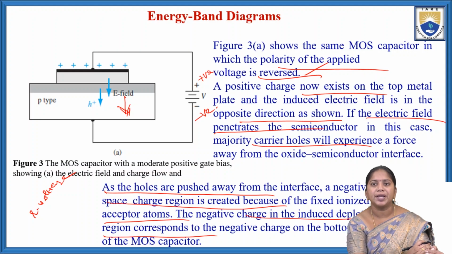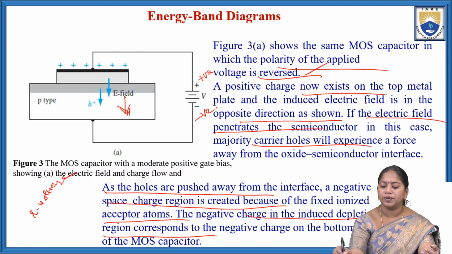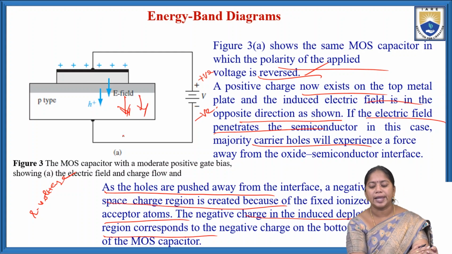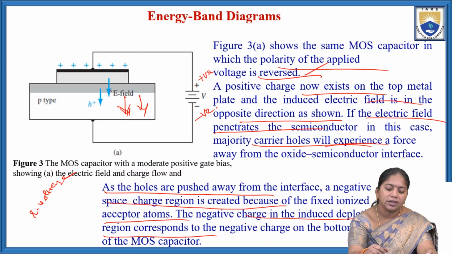Here we are applying the reverse bias. A positive charge now exists on the top metal and a negative charge exists on the bottom plate. The induced electric field is in the opposite direction, the downward direction. Now if the electric field penetrates the semiconductor, in this case the majority carrier holes will experience a force away from the oxide.